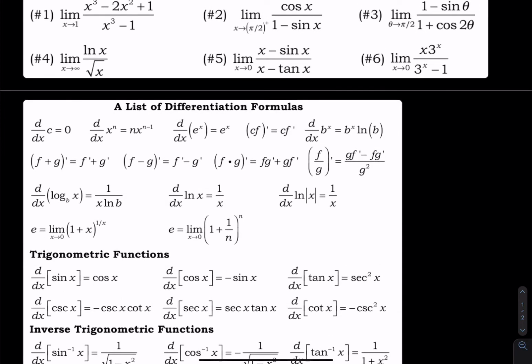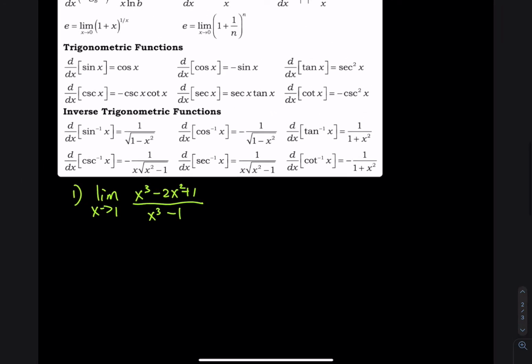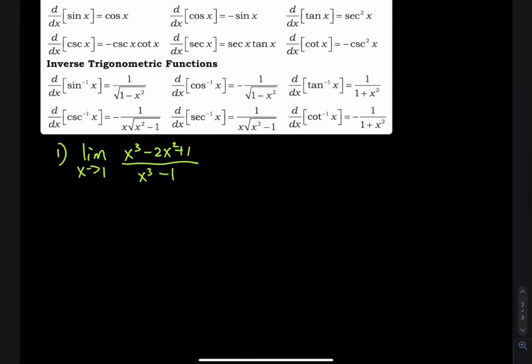Number 1, we have the limit as x approaches 1 of x to the third minus 2x squared plus 1 divided by x to the third minus 1. How do I know L'Hopital's rule applies? The answer is you have to plug in x equals 1. So you plug in x equals 1. You have 1 to the third minus 2 times 1 squared plus 1, divided by 1 to the third minus 1. That equals 0 over 0. So that means L'Hopital's rule applies.